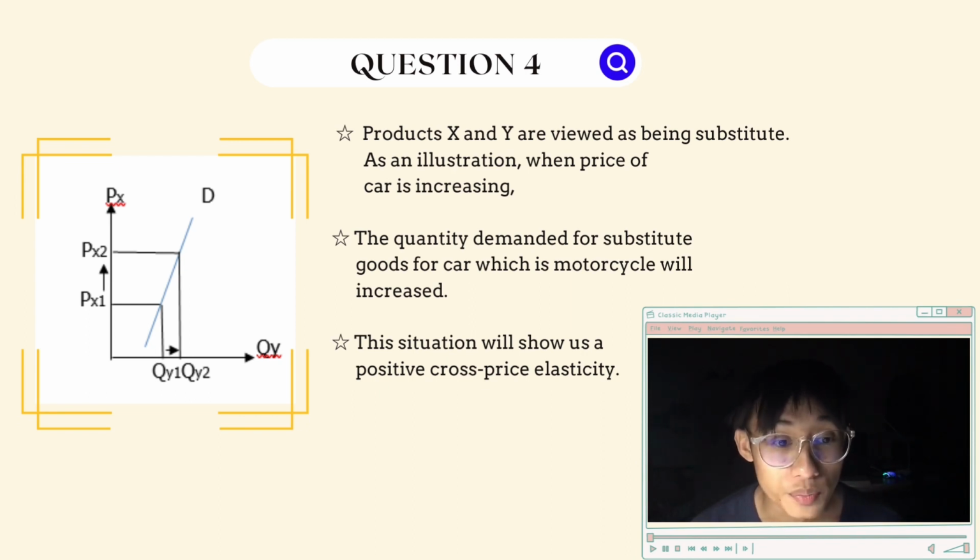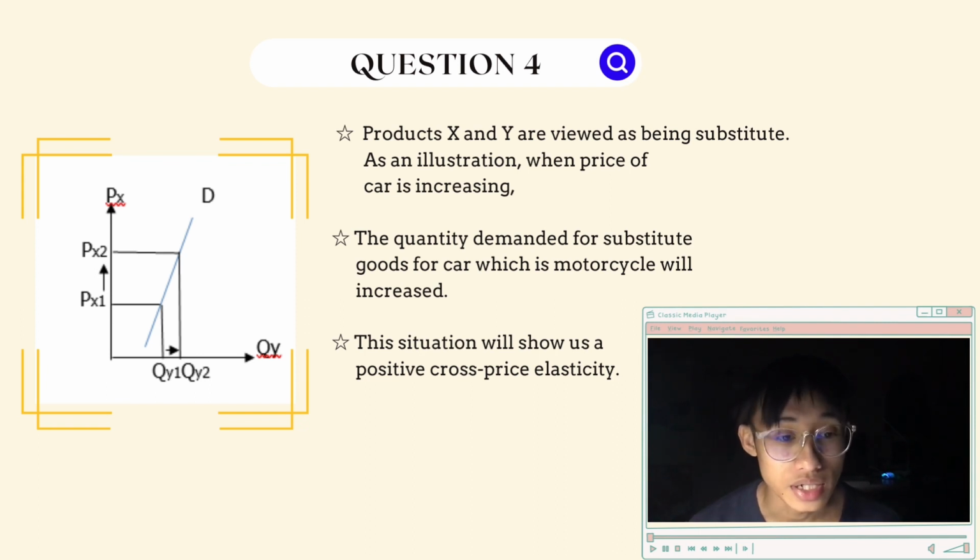Based on the graph, the price of product X increased from Px1 to Px2, while the quantity demanded for Y also increased from Qy1 to Qy2. Thus, products X and Y are viewed as being substitutes.